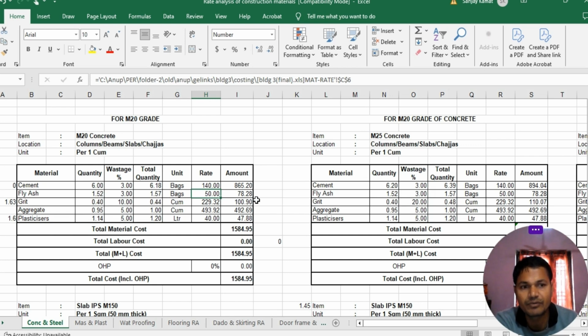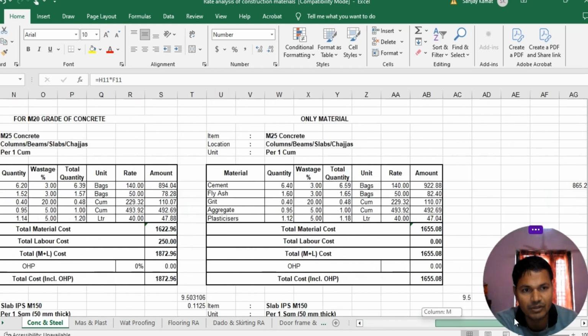It will be 78.25. After multiplication of this quantity and rate. So let us do it in the calculator to see how much it is coming.